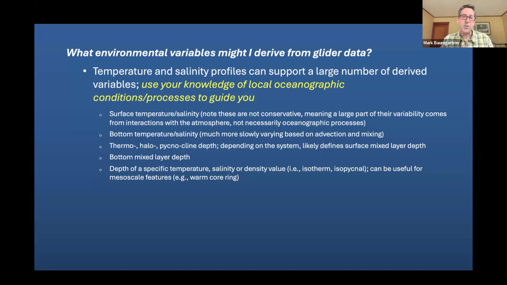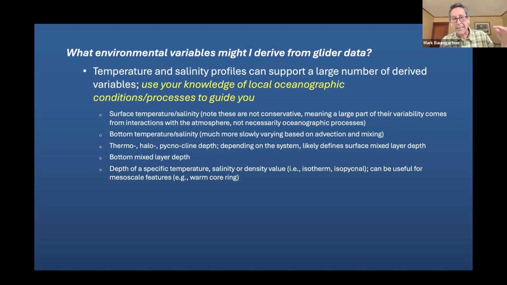In the Gulf of Maine, for instance, on the continental shelf, bottom temperature and salinity sometimes is a much better indicator of what is going on in your environment than surface temperature and salinity, because bottom temperature and salinity don't change very much. They only change with oceanographic processes, specifically advection and mixing.